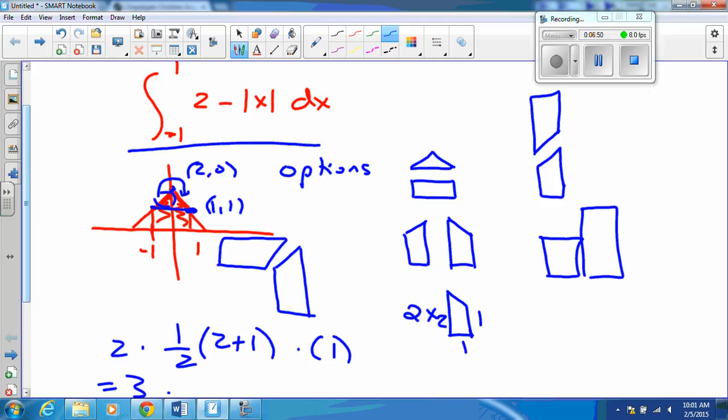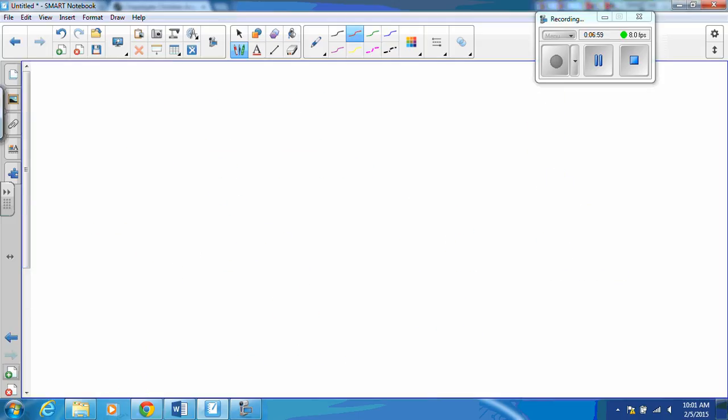Good. Any other questions? Awesome. I want to talk now about net signed area a little bit. And the idea behind net signed area is this.